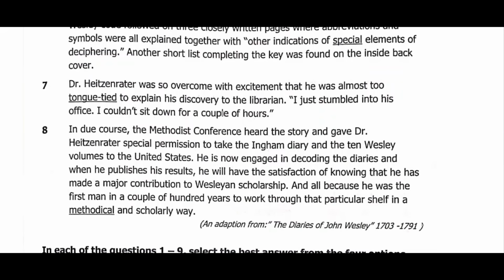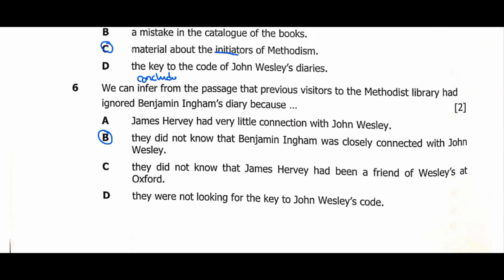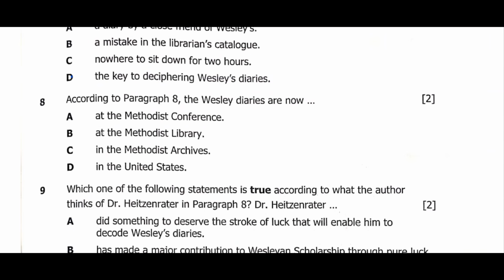Paragraph 7: Dr. Henrietta was so overcome with excitement that he was almost too tongue-tied to explain his discovery to the librarian. Tongue-tied means you are failing to explain because of the excitement that you have. Then here we have, I just stumbled into his office. I couldn't sit down for a couple of hours. Okay, so let's go back to 7. The answer is D, the key to deciphering Wesley's diary. So that's why he was tongue-tied.